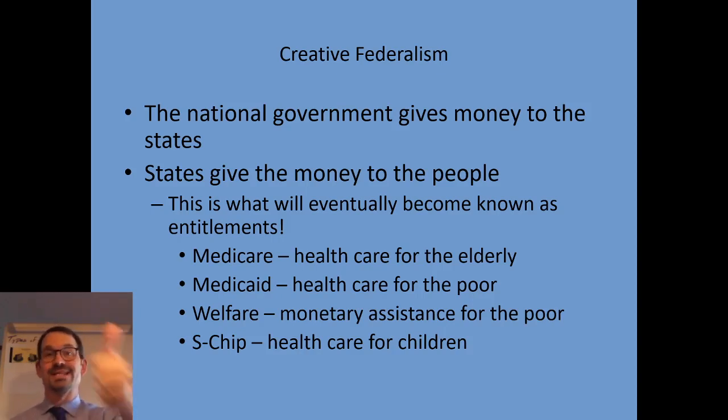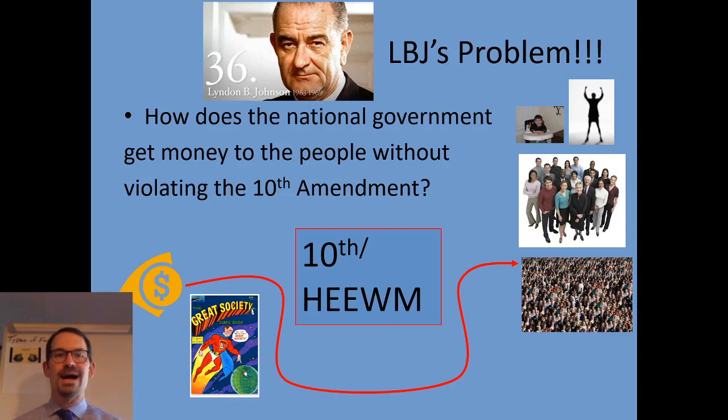It's got the word state in it. It's got the word health in it. Yet it's still a national government program, right? These are entitlements. Check that out. We've got state, we've got health, we've got welfare, and the national government's paying for it. Why is it legal? Because if we go back to this, the national government gives money to the states, and the states give the money to the people. This is a big deal.